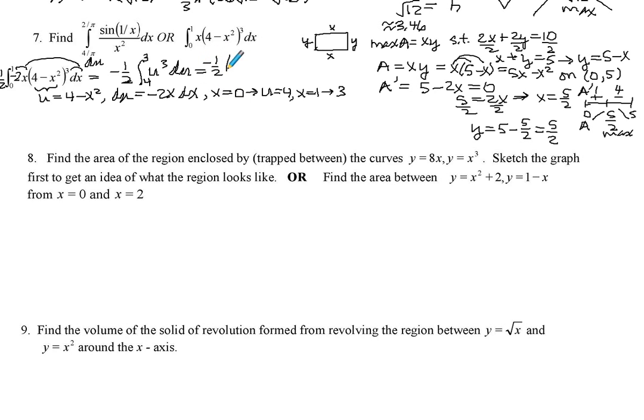Negative 1/2, and then this is u to the 4th divided by 4, and that gets evaluated from 4 to 3. So you plug in the top number, plug in the bottom number, and you subtract the bottom from the top. So this is going to be a negative 1/2 out in front. And then plug in the 3. We're going to get 3 to the 4th over 4 minus plug in the 4 to the 4th over 4.